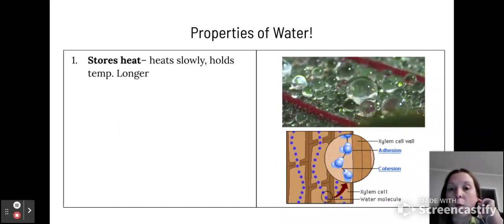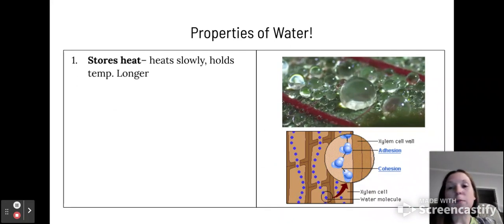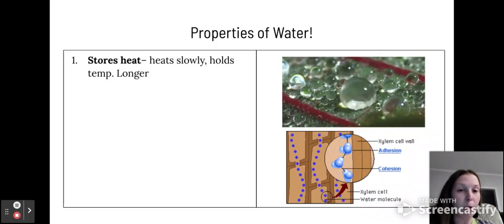So first, we know that water stores heat, which means it heats up really slowly, but it takes longer to cool down. You've seen this if you've ever heated water up on the stove. The pot gets hot very quickly, but you can stick your hand in the water for a little while before it actually starts getting warm. And then once it reaches a boil, if you cut the heat off, it's going to continue to boil for a while as well before it cools down.